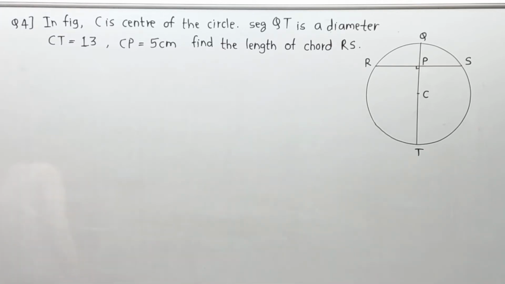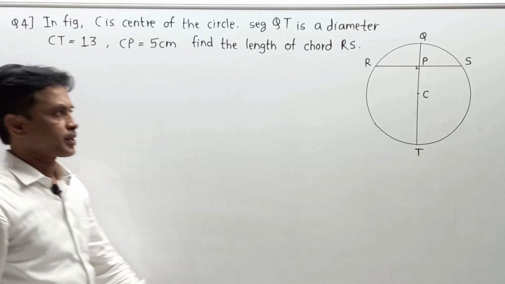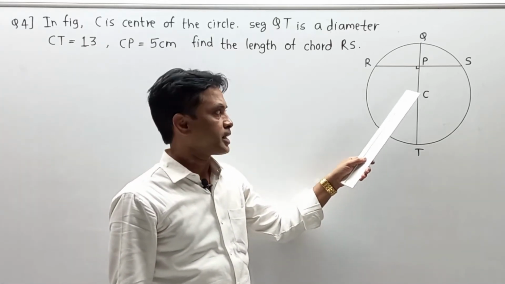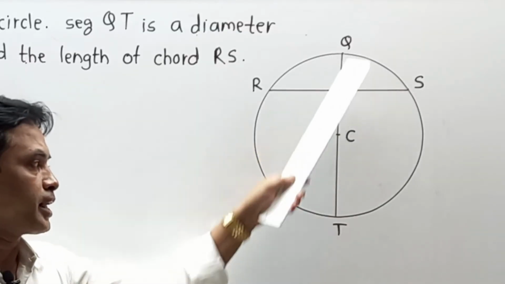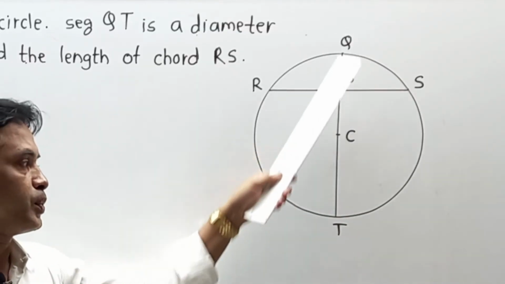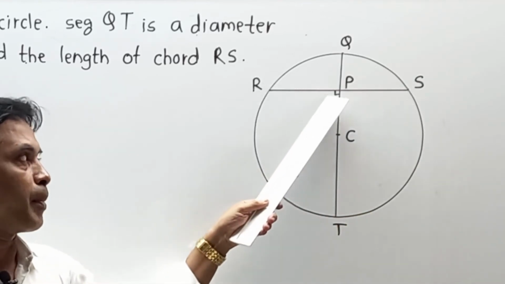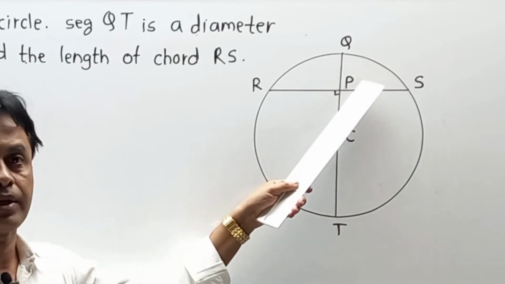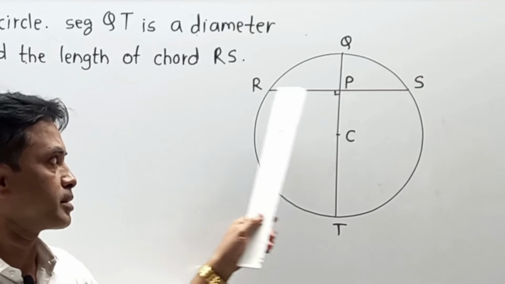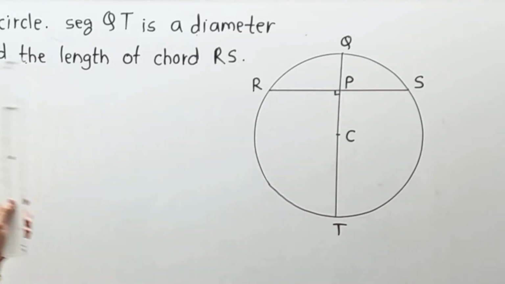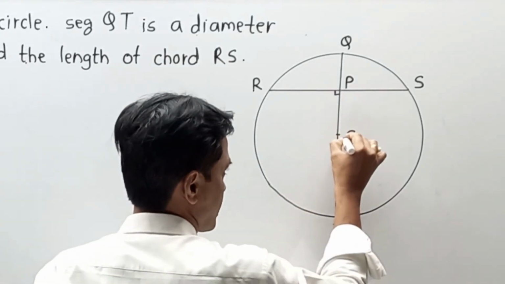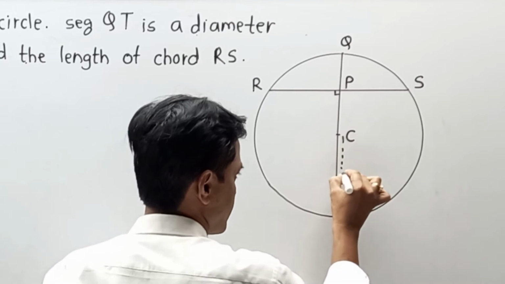Now, here we have to understand the diagrammatical structure when we are going to do the application. So as per the diagram, observe it, C is the center of a circle and QT is a diameter. RS is a chord and they have given a perpendicular sign over here and they have given this point P indicated in the diagram. Now they have given CT is equal to 13, meaning from C to T is 13. Diagrammatically, this is 13.